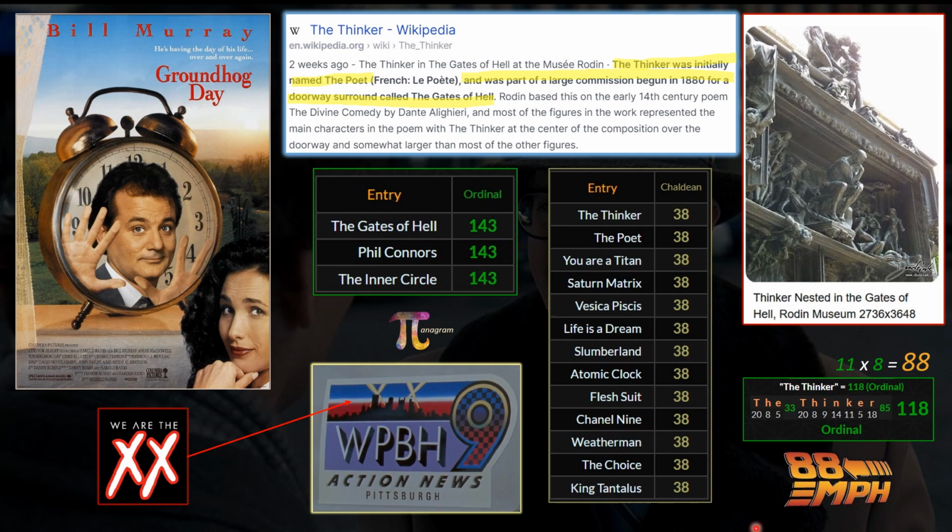The Thinker in English ordinal is 118, which can be observed as 11 times 8, or the number 88 again, showing us the 88 miles an hour. So here she is posing as the Thinker, which is from the Gates of Hell. The Thinker is of 118, giving us the 88, and Phil as well is giving us the number 8 representation on the poster. So we get lots of 8s and 88s symbols for this movie.